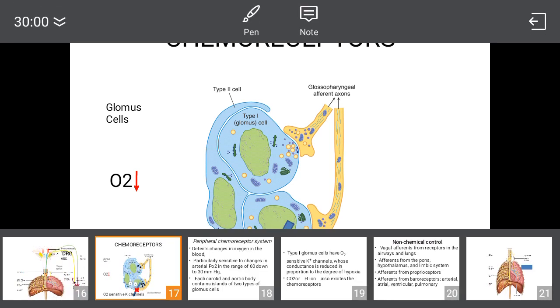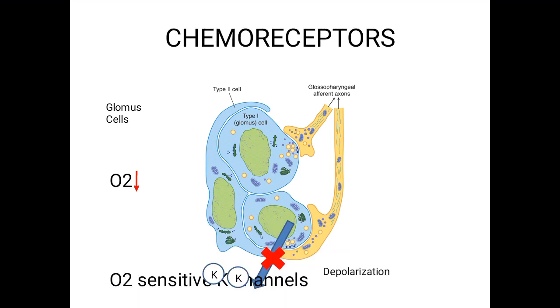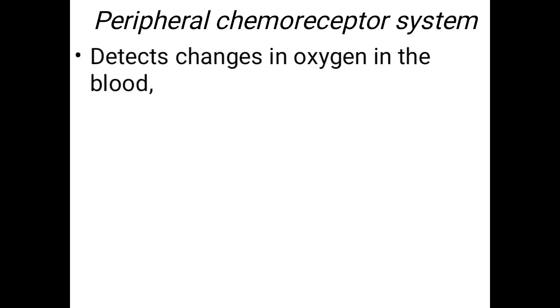Again, you recall your physiology of action potential. Normally, inside is negative. Once inside becomes positive, it is called depolarization. So here, potassium ions are not coming outside, so positivity rises, that is depolarization. They are stimulated, and the impulse will travel down. So the peripheral chemoreceptor system detects changes in oxygen in the blood.